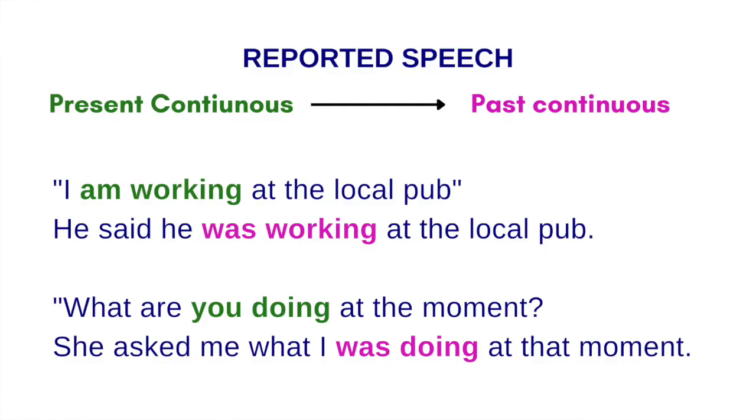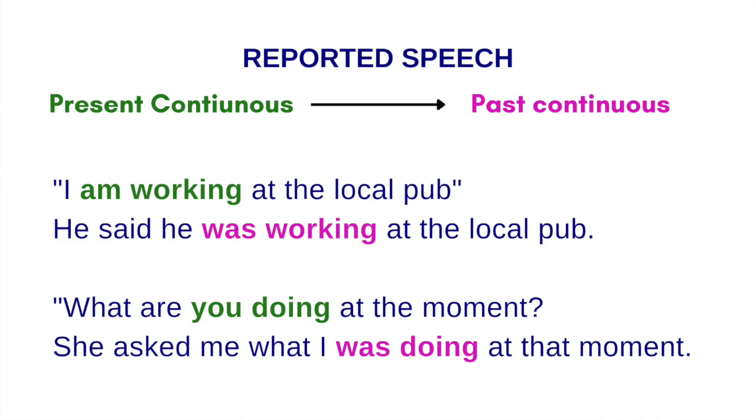I'm working at the local pub. So again, this is the same as the sentence that we looked at before, but instead now we are using the present continuous. I'm working at the local pub. He said he was working at the local pub. What are you doing at the moment? She asked me what I was doing at that moment, en aquel momento, right? So the phrase is this moment, what are you doing right now? But when I'm explaining to someone else, it would be that moment.